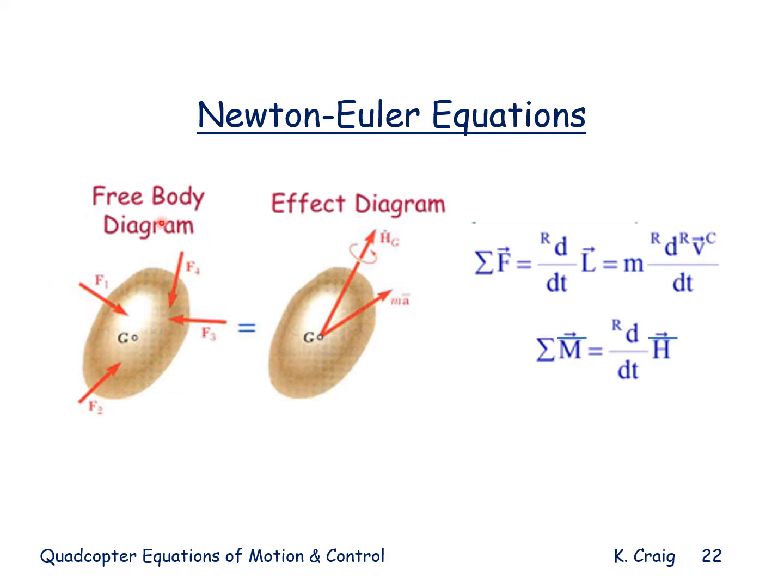Once I've drawn the free body diagram, I then draw an effect diagram on which I show the inertia force, mass times the absolute acceleration of the CG. That's the absolute acceleration with respect to the grounded reference frame. And then the time rate of change of the absolute angular momentum of the quadcopter with respect to the grounded reference frame. And this is the absolute angular momentum with respect to the CG, the center of gravity of the quadcopter.